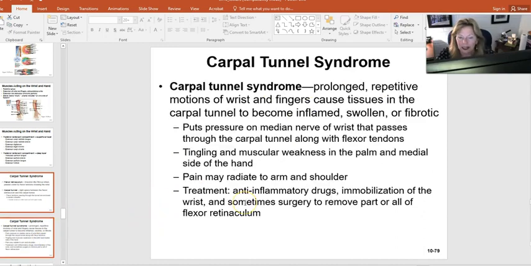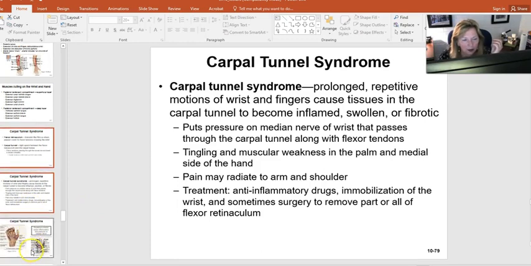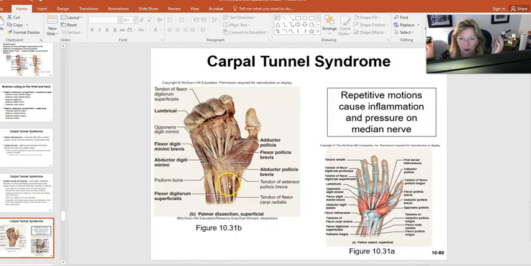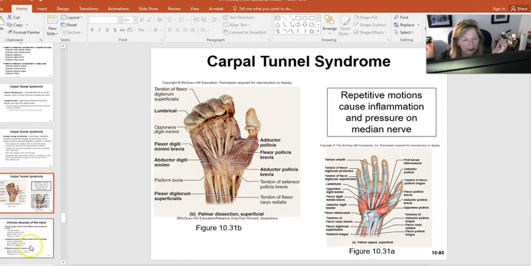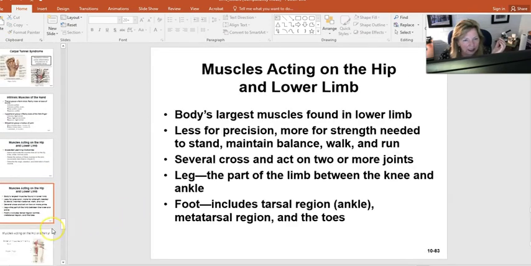Sometimes they can just immobilize the area and rest it and treat with anti-inflammatories, but sometimes that's not enough, and they will actually have to go in and release some of the tight ligaments that are holding this area. They'll have to do surgery to do that. So that can be incredibly painful from what I understand. So that's another syndrome.